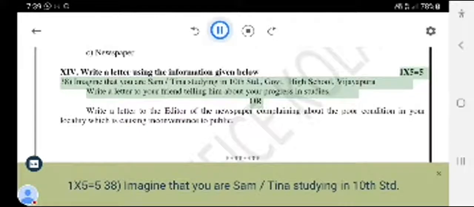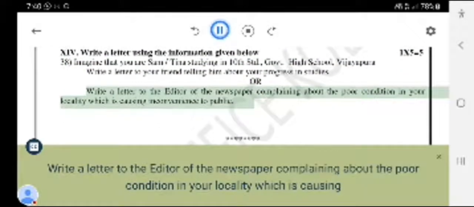1x5 = 5, 38. Imagine that you are Sam, studying in 10th STD, Govt. High School, Vijayapura. Write a letter to your friend telling him about your progress in studies. OR. Write a letter to the editor of the newspaper complaining about the poor condition in your locality which is causing inconvenience to the public.